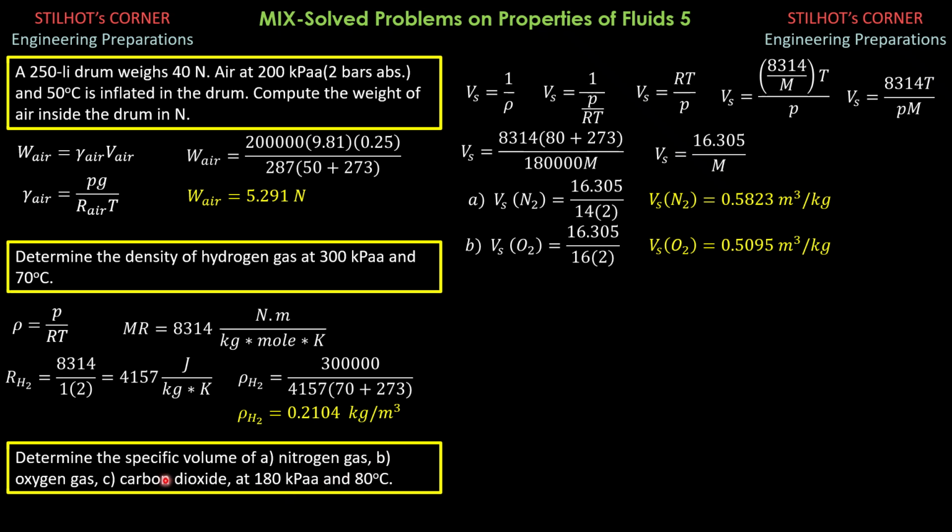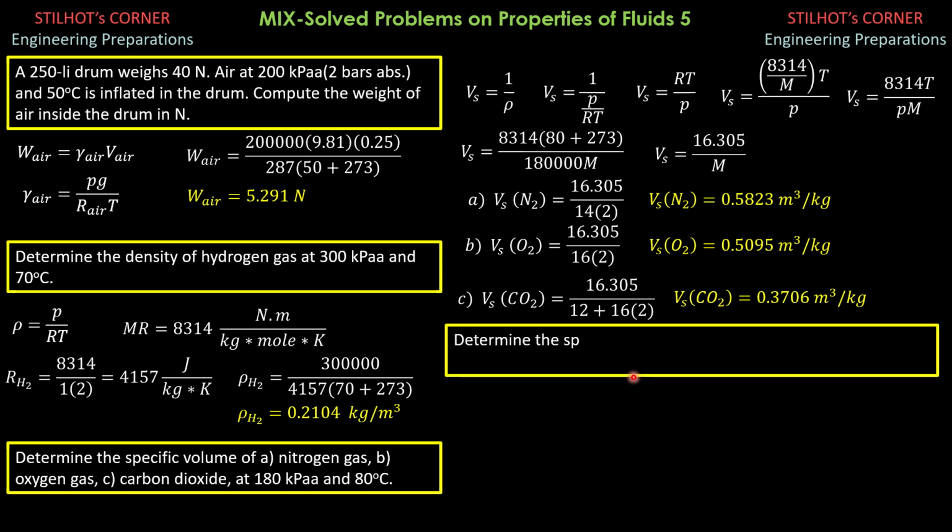And finally, for carbon dioxide, carbon is 12, then O2 is 16 times 2, so 12 plus 32 is 44. So the specific volume of carbon dioxide is 16.305 over 12 plus 16 times 2. It is 12 for carbon, one atom, and oxygen 16, two atoms, and that's the molecular mass. So it is equal to 0.3706 cubic meter per kilogram.